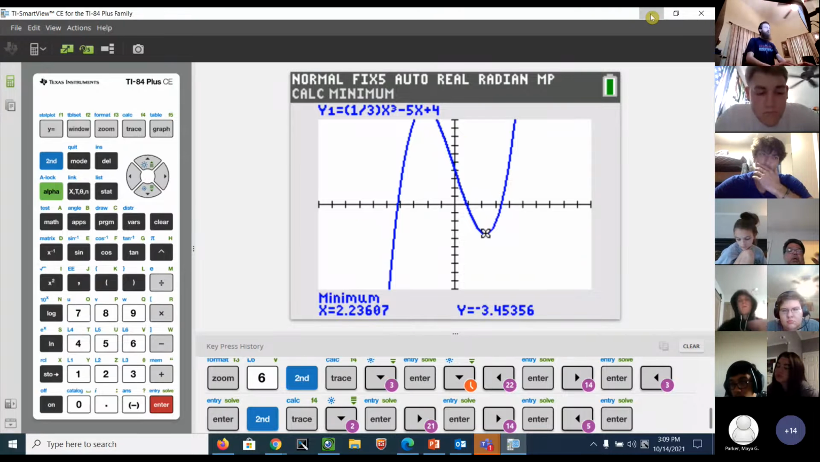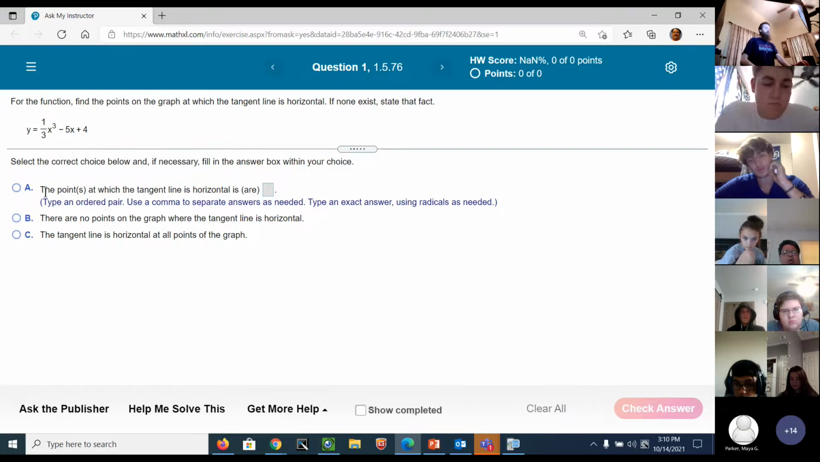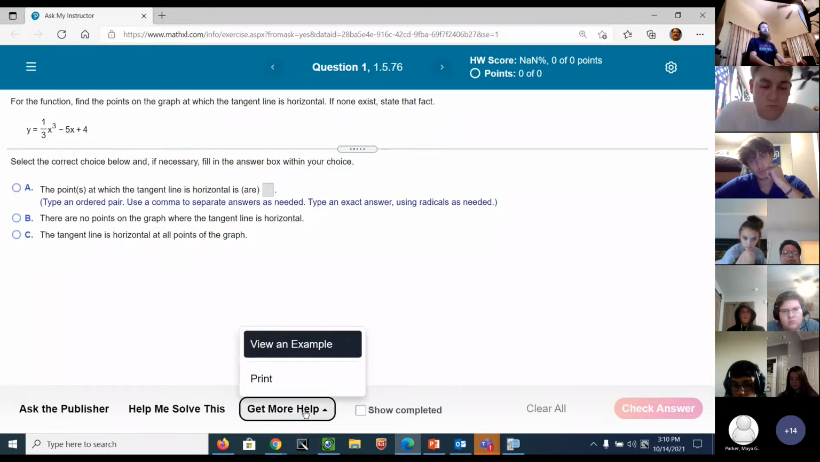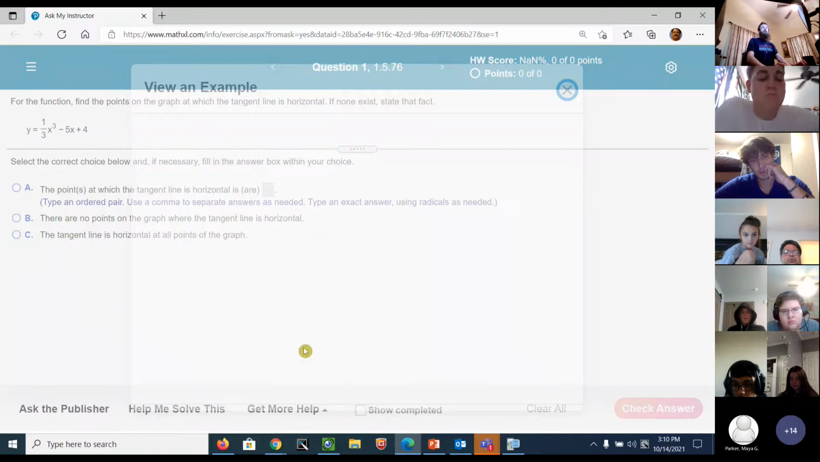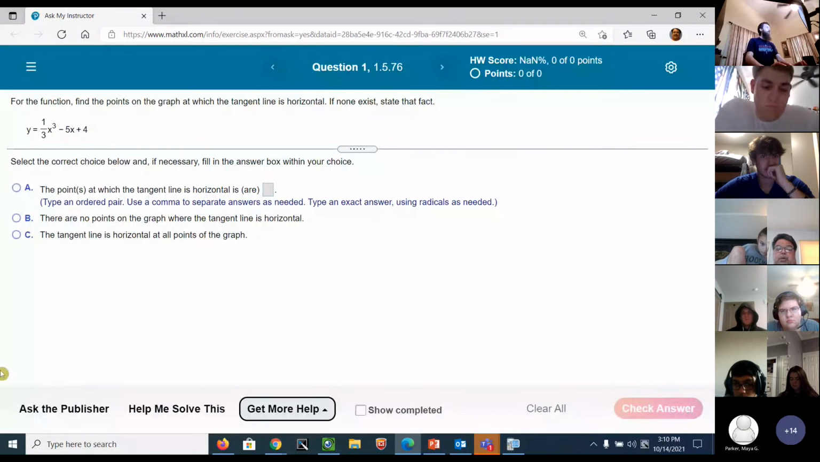So let's see what else they want. The points at which the tangent line is horizontal. Okay, they want to use radicals. Yuck. They're going to have to use the derivative, first and second derivative. Oh, I know what they're going to do. They're going to set the slope equal to 0. That's what they're going to do. All right, that's what we'll do then.